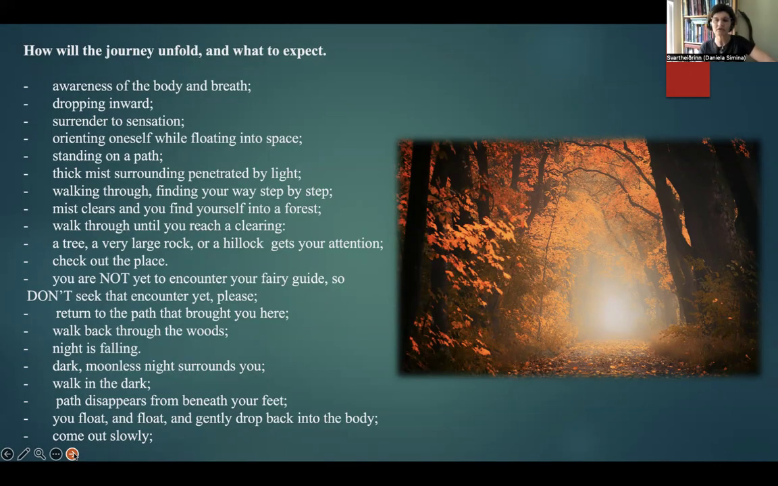Come out slowly. Wiggle hands and fingers and toes. Stretch. And open your eyes.